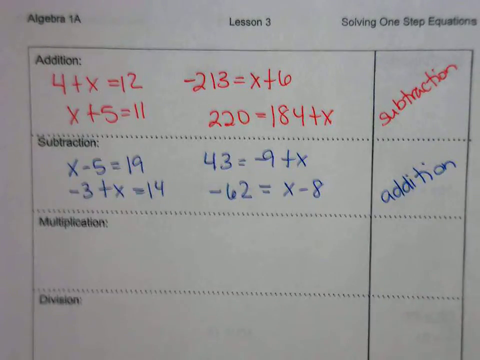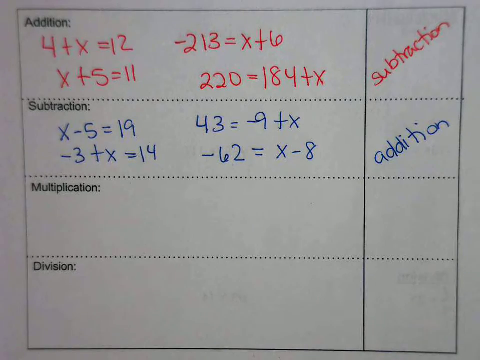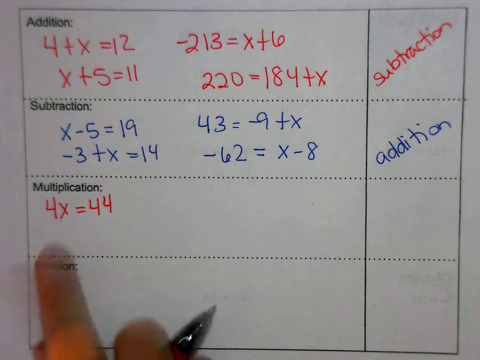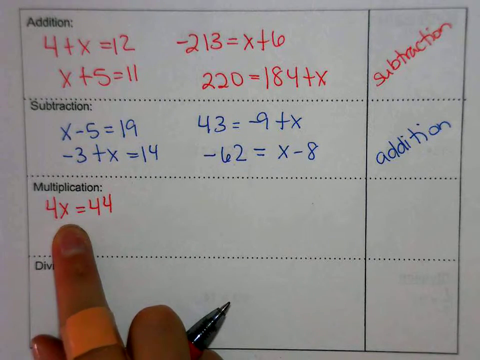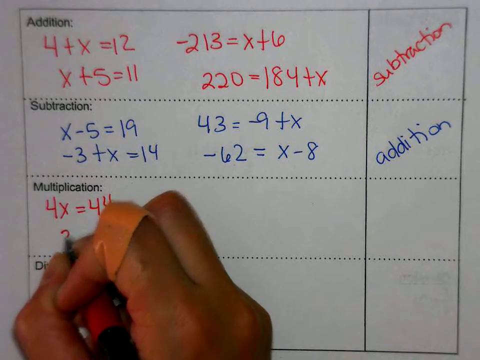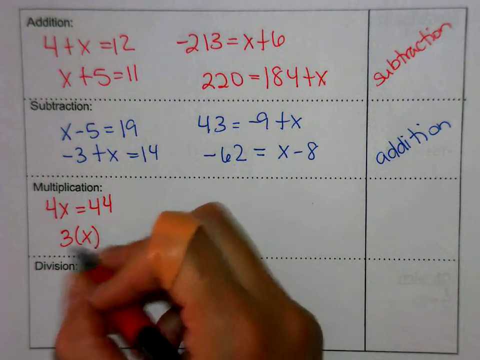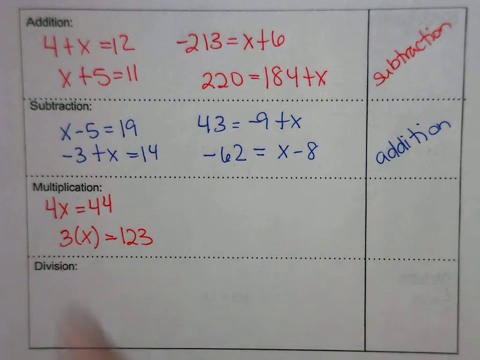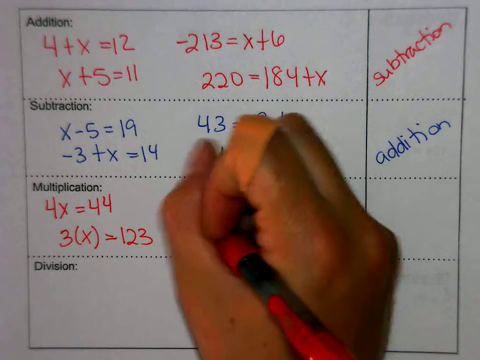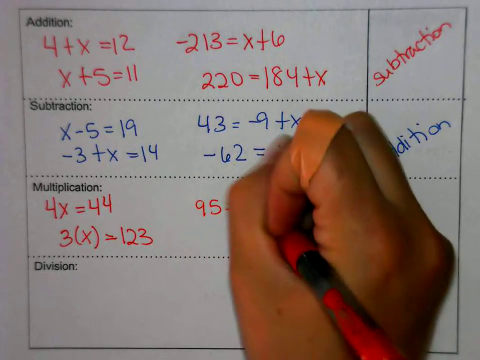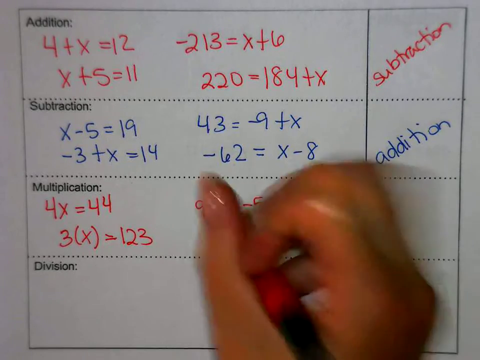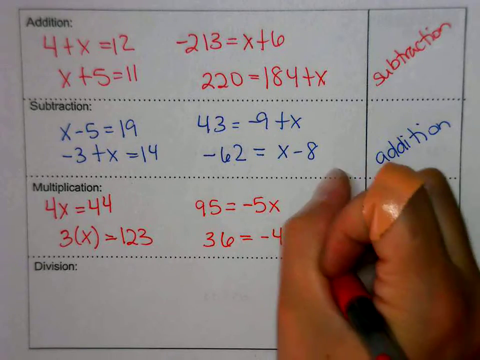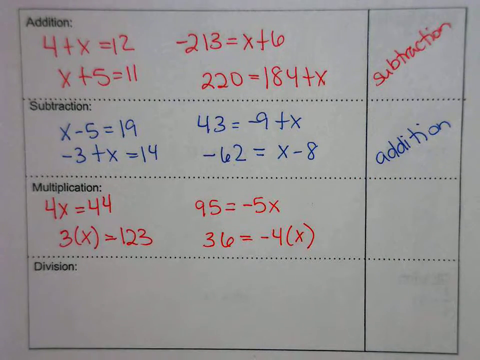For multiplication, 4 times x, in parentheses 2. This also stands for multiplication. And last example that we can look at. Alright, the opposite of multiplication, the inverse, is division.